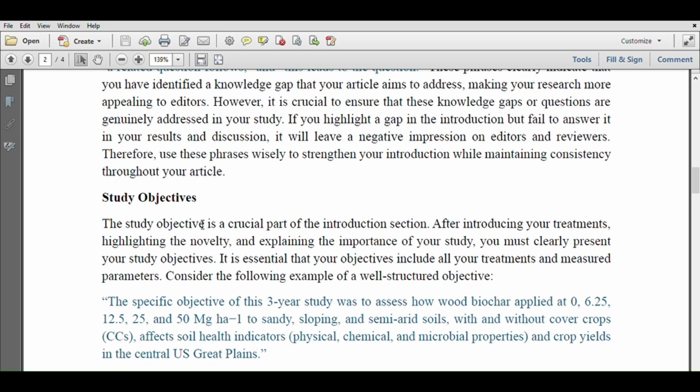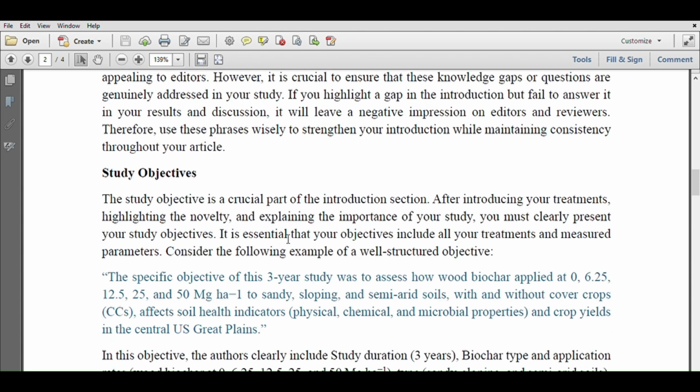Study objectives. The study objective is a crucial part of the introduction section. After introducing your treatments, highlighting the novelty, and explaining the importance of your study, you must clearly present your study objectives. It is essential that your objectives include all your treatments and measured parameters. Consider the following example of a well-structured objective.